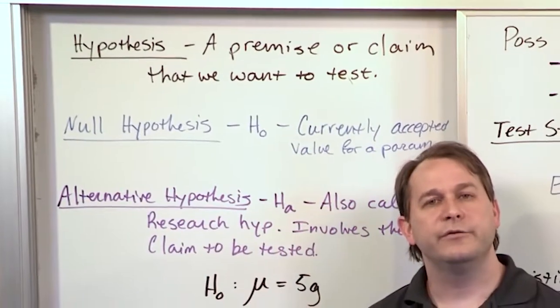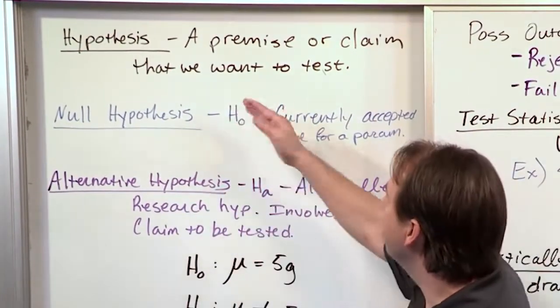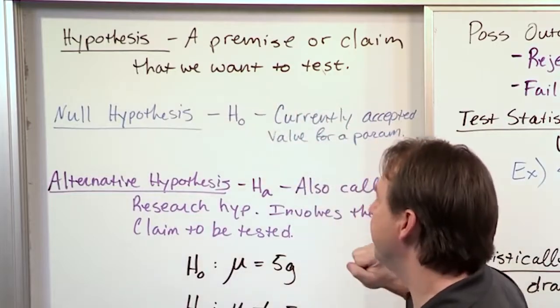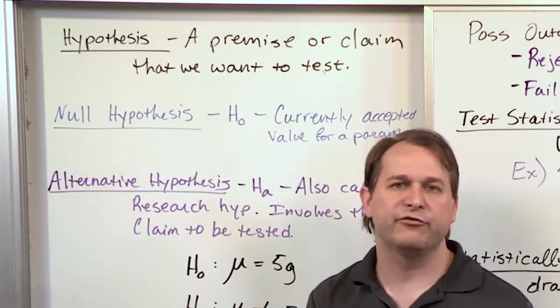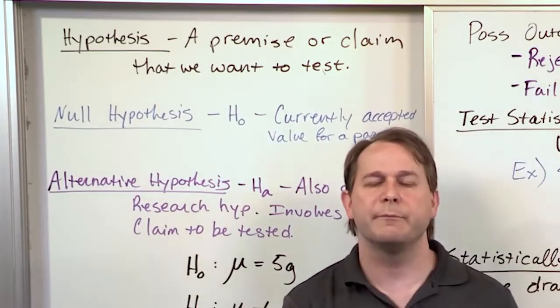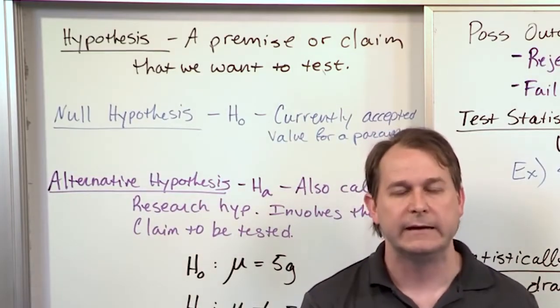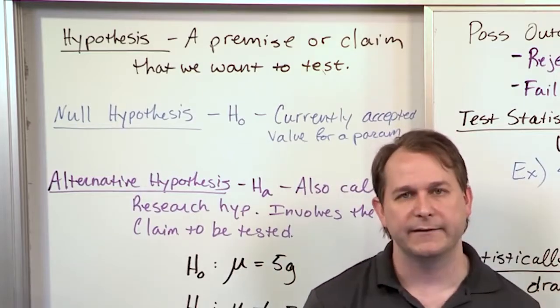In statistics, we want to test a hypothesis. A hypothesis is just some claim that we want to investigate, and there's two types. The null hypothesis is what we currently think is kind of fact or true. Usually it comes from a previous survey or a previous set of data, something that somebody's done in the past.